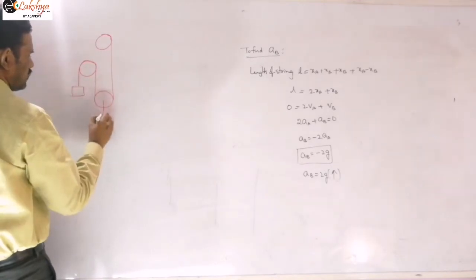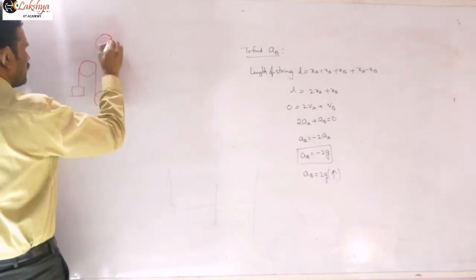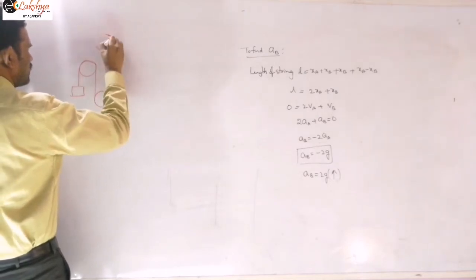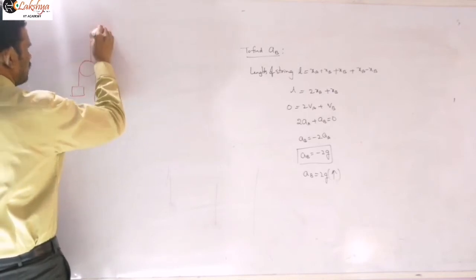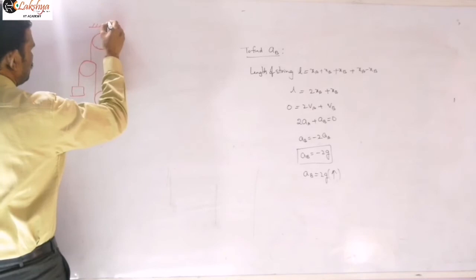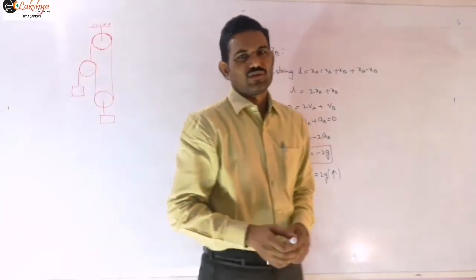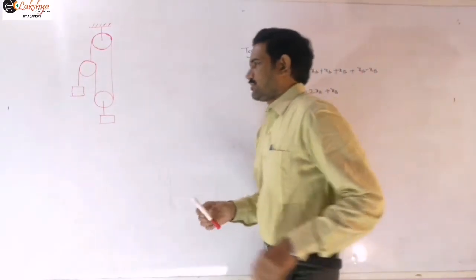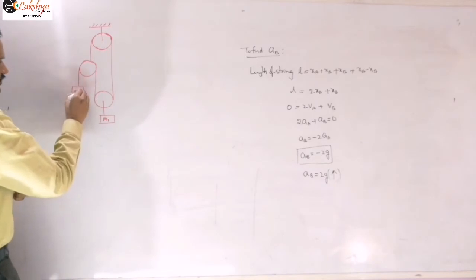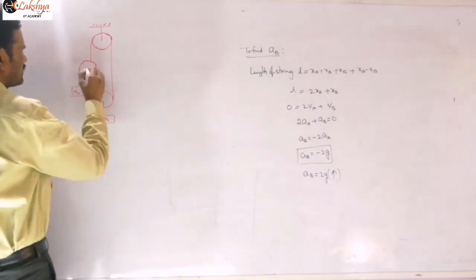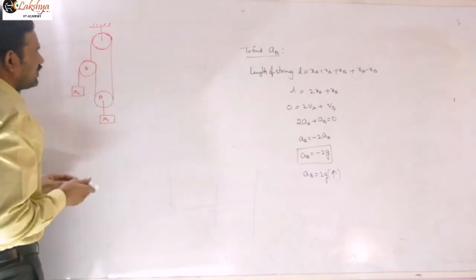Say here one block is there and here another block is there, and this string is passing over this pulley here, and it is connected like this, right? So that is our situation there. So then, same, let us name this as, suppose this is M1, M2, and then this is pulley A and this is pulley B, and this is C.